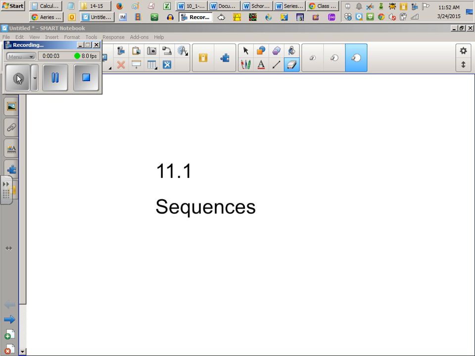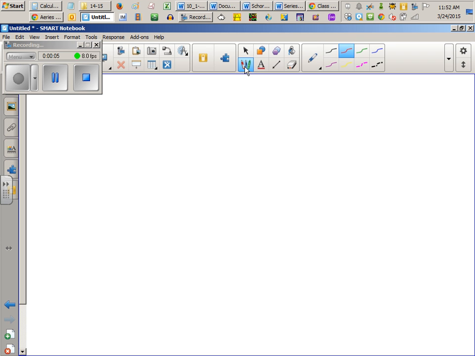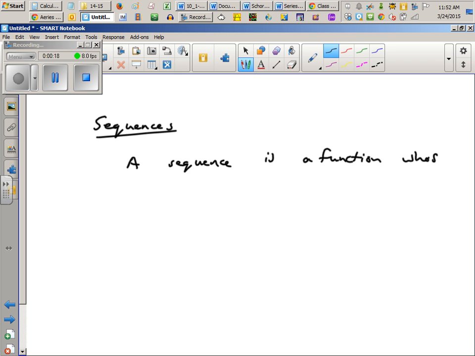Okay, so for sequences, let me first define a sequence for you. So sequence, you can write this sentence. A sequence is a function whose domain is all positive integers.